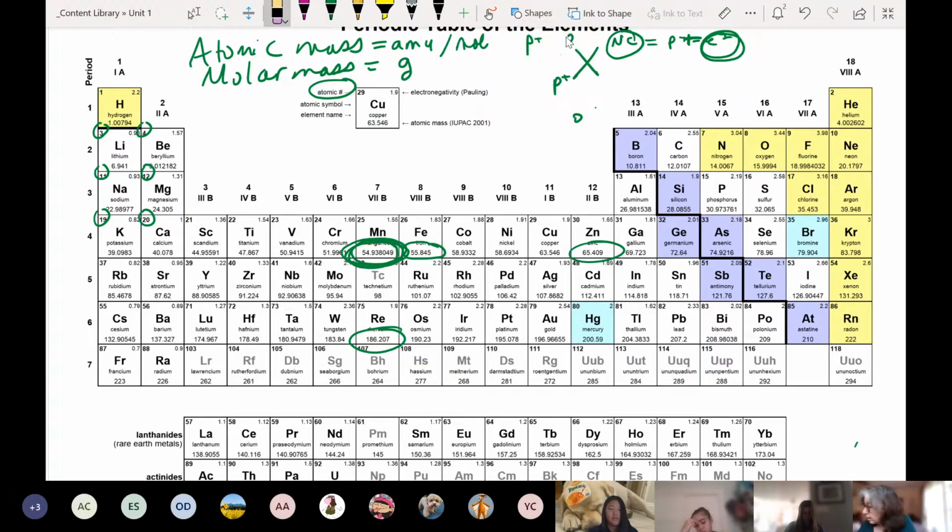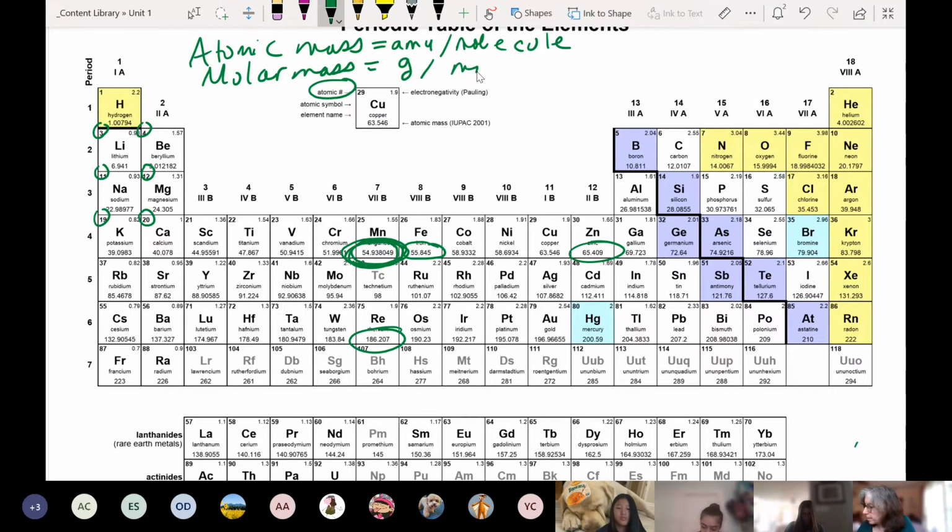Hold on. Oops. I can spell. I just can't use this thing right now. Oh my gosh. Come on. Per molecule.